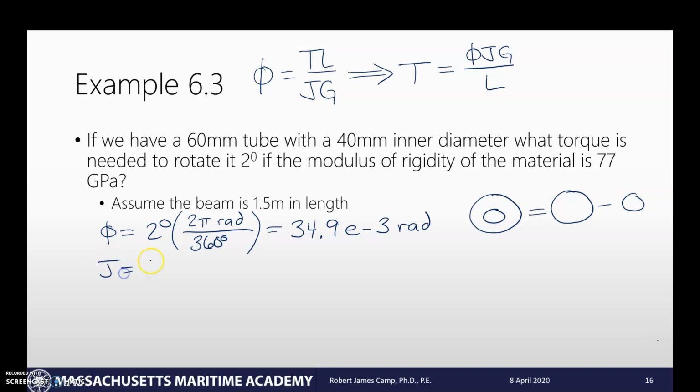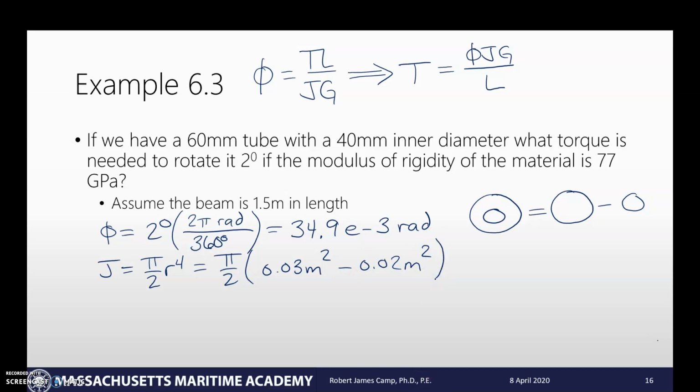So I look up a circle. What is a circle? A circle's pi over 2 r to the 4th. So pi over 2. We'll do the outside radius. We need to convert that to meters, so the units will work out right. So 0.3 meters squared minus 0.02 meters squared.